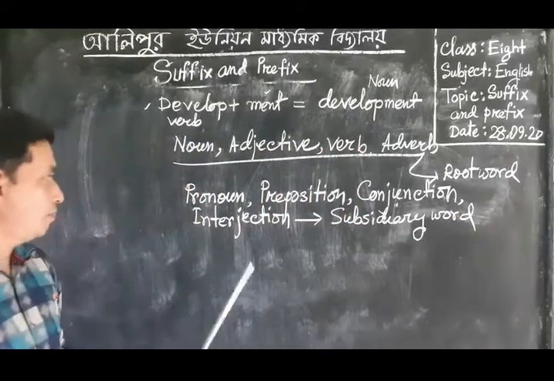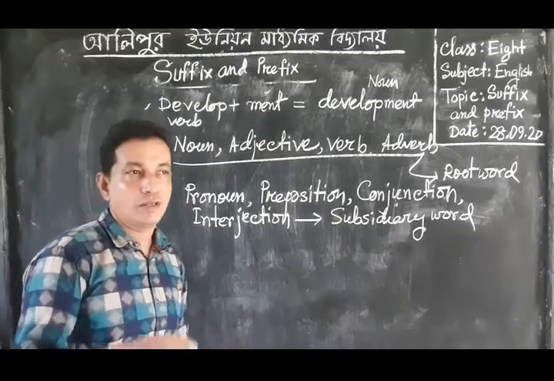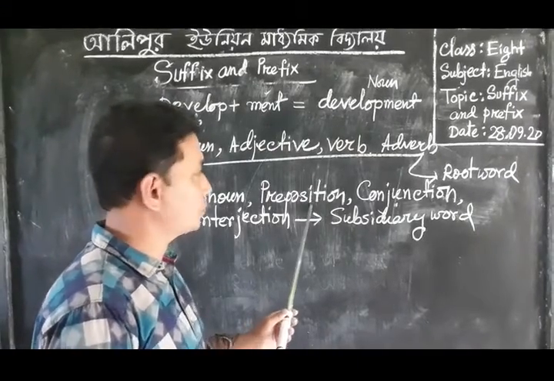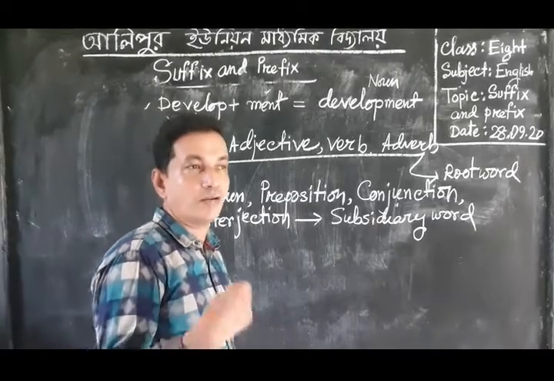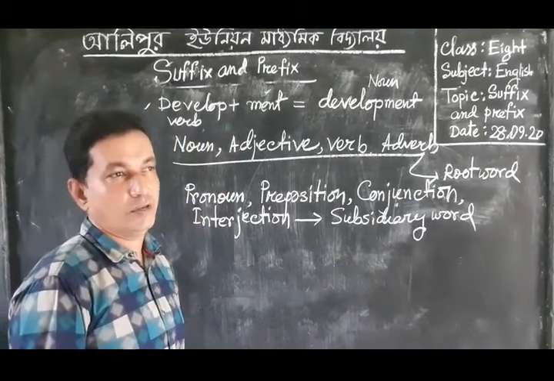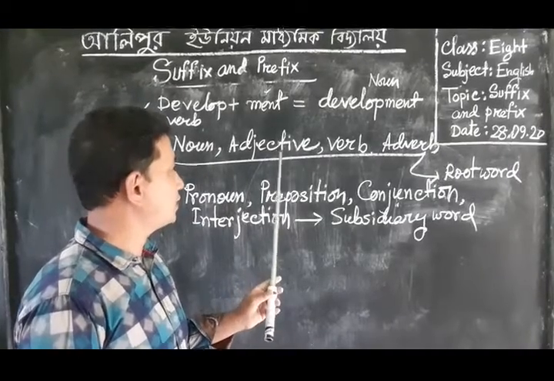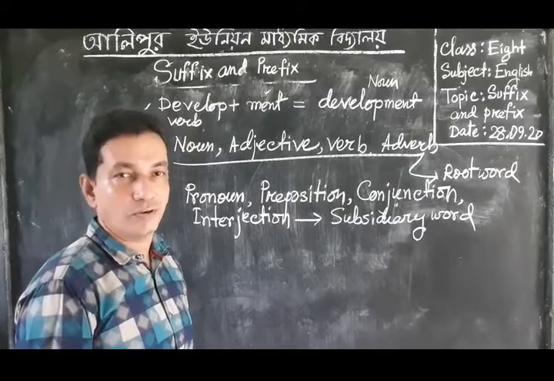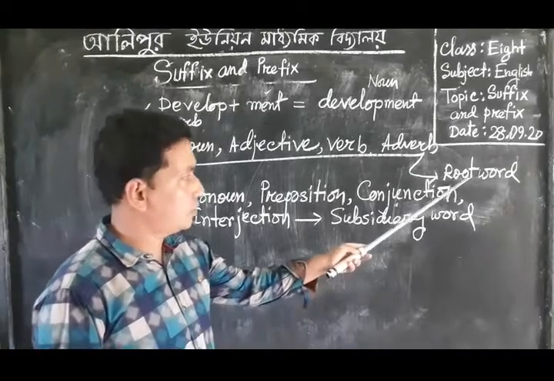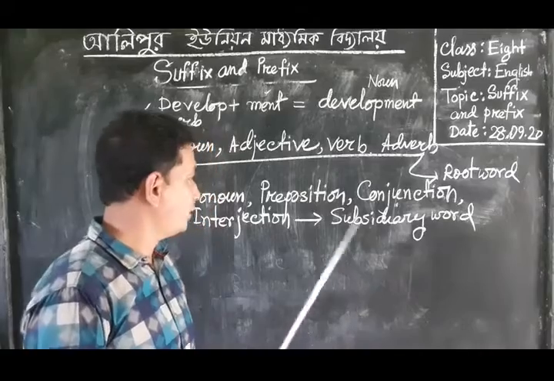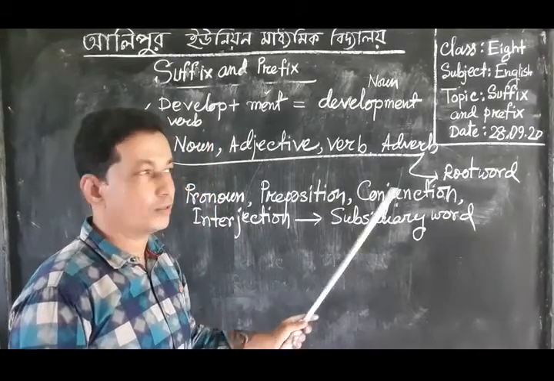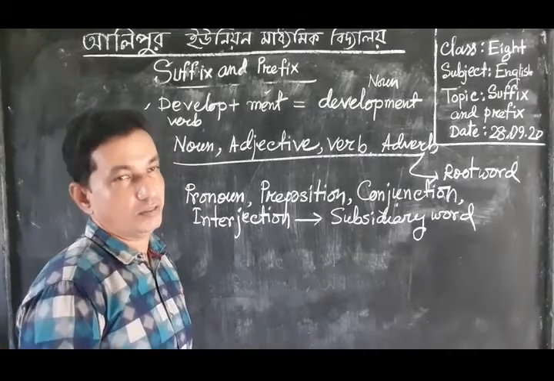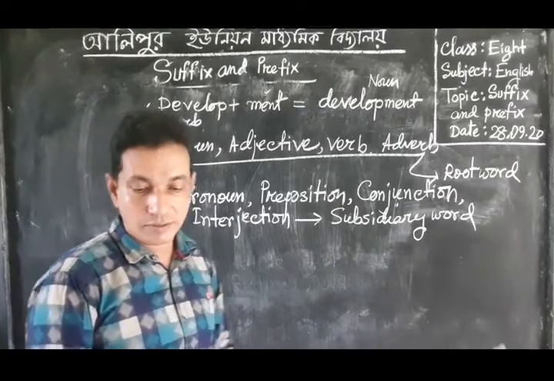Subsidiary word because they do not make new words. Okay. From pronoun, preposition, conjunction and interjection we cannot find any new words. But noun, adjective, verb and adverb, these four part of speech make new words. Okay dear learner. So they are called root words and pronoun, preposition, conjunction and interjection, they are called subsidiary words. Isn't it, learners?